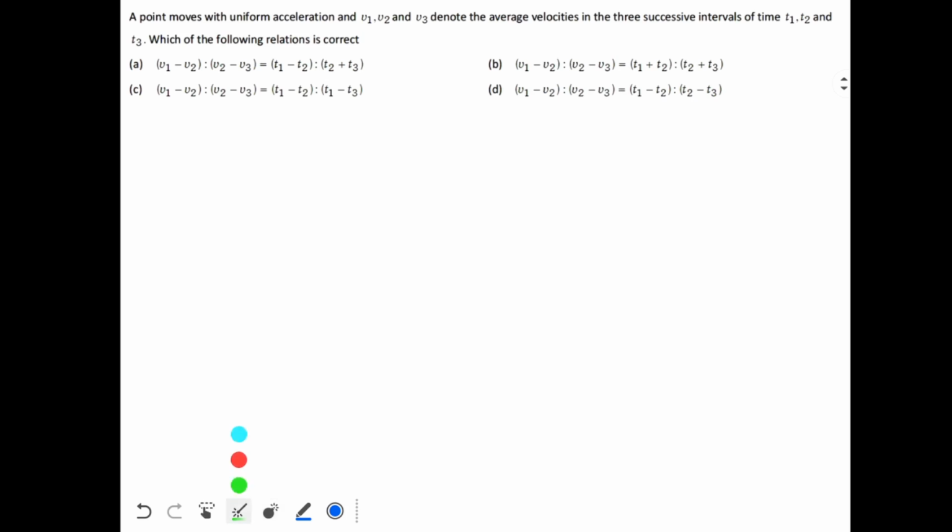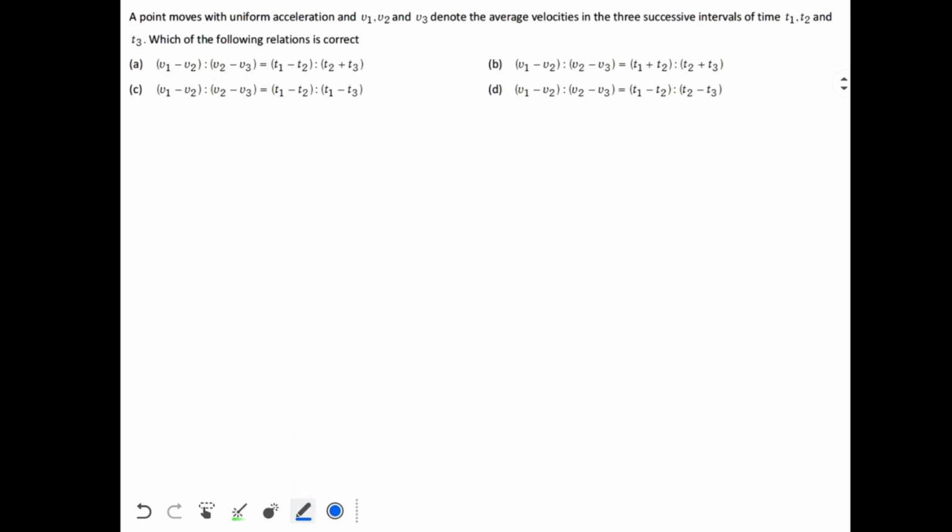Okay, look at this question now. A point moves with uniform acceleration v1, v2, and v3. Denote the average velocities in the three successive intervals of time t1, t2, and t3. Which of the following relations is correct? Four options are given. So we have to find basically (v1 minus v2) divided by (v2 minus v3). So for that, let's understand something first.